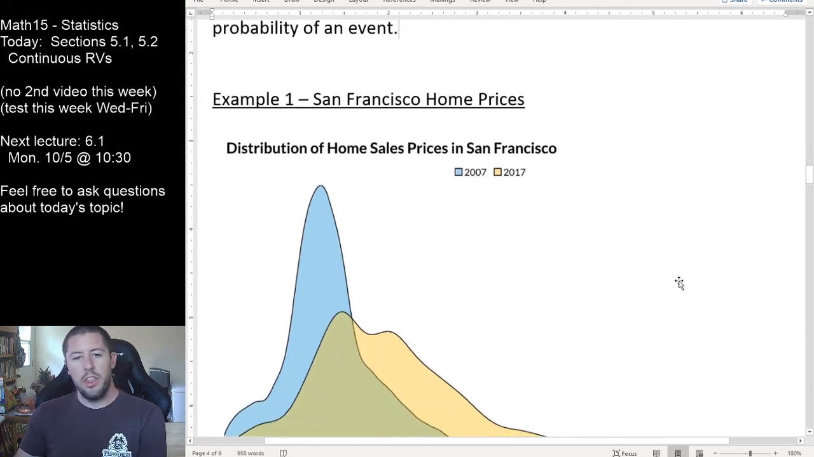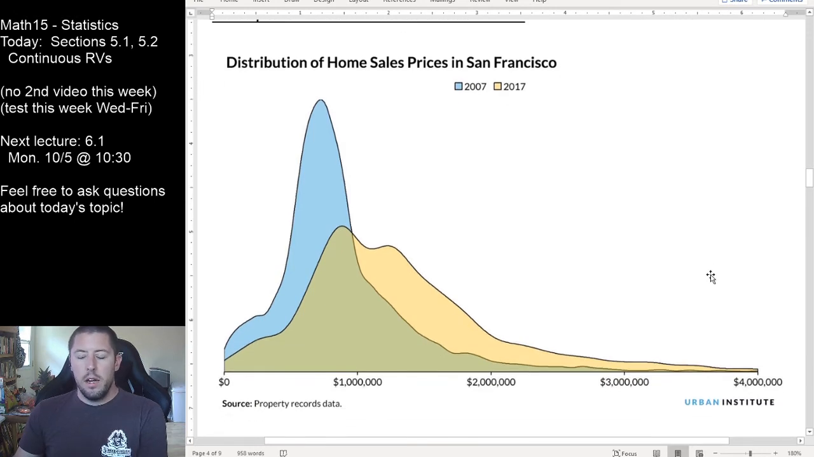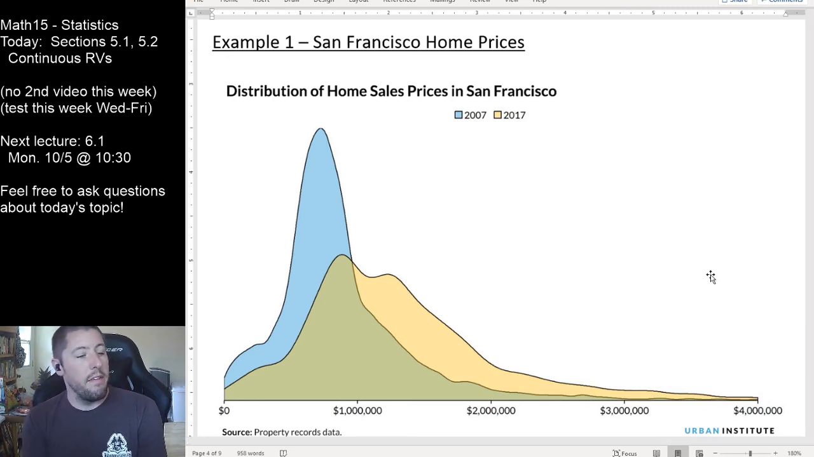And so what we'll start with is thinking about home prices in San Francisco. So here we have a graph that's been provided for us by the Urban Institute. And what it is doing is it's giving us two graphs of the distribution of home sale prices in San Francisco, once in 2007, once in 2017.